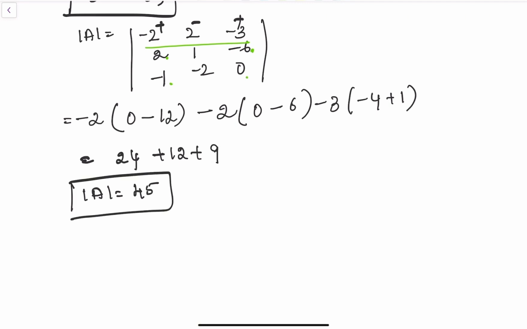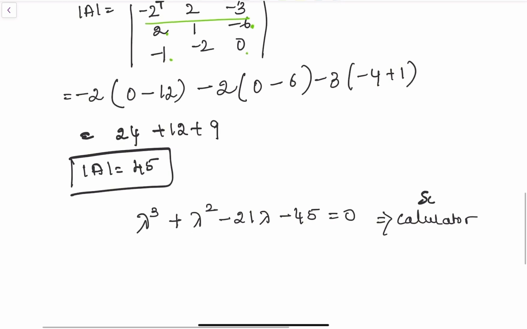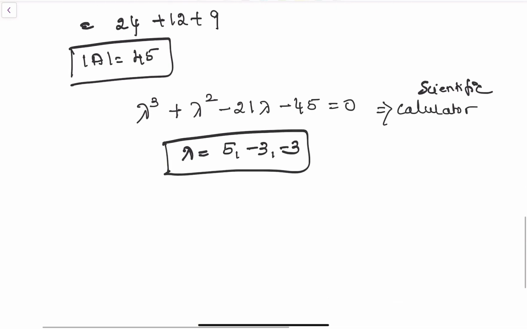Now substitute the values into the equation, that is lambda cube plus lambda square minus 21 lambda minus 45 is equal to 0. Now this equation you have to solve using your scientific calculator. Pause the video, solve for the roots and get the eigenvalues. The eigenvalues will be lambda is equal to 5, minus 3, minus 3. All right, so the first step is done, finding the eigenvalues.